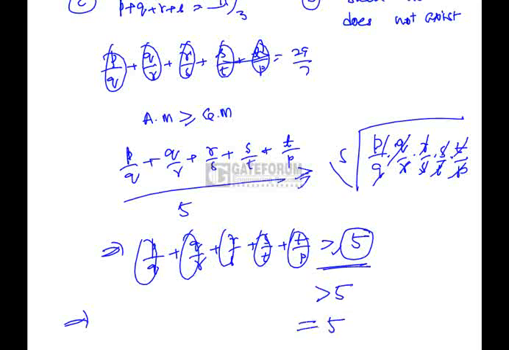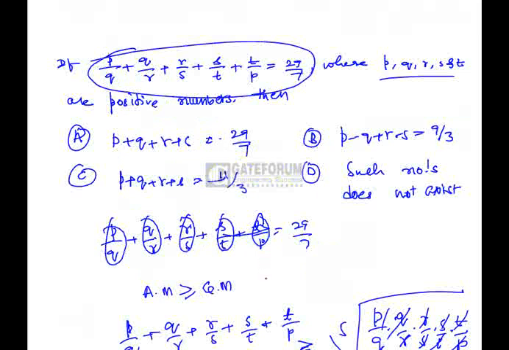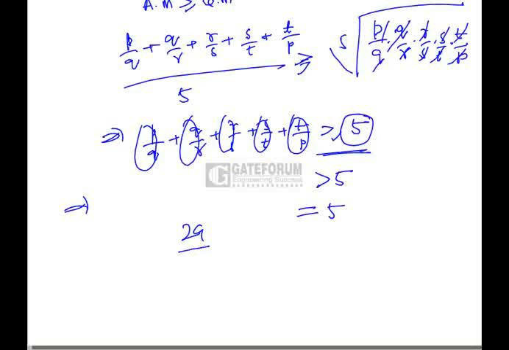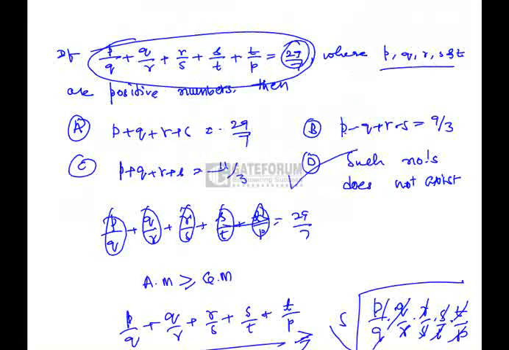But they have given P by Q plus Q by R plus R by S plus S by T plus T by P as 29 by 7, which is less than 5. So, according to this relation, it should be equal to 5 or greater than 5. Less than 5 does not exist. That means there will be no such numbers which satisfy this relation. So, answer is option D.